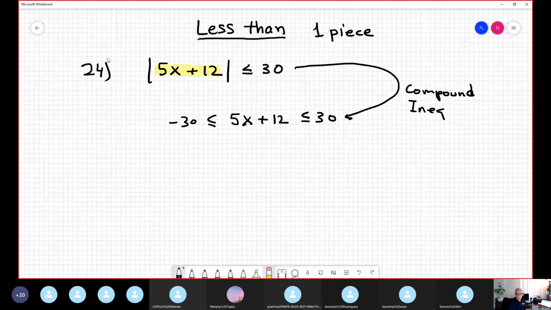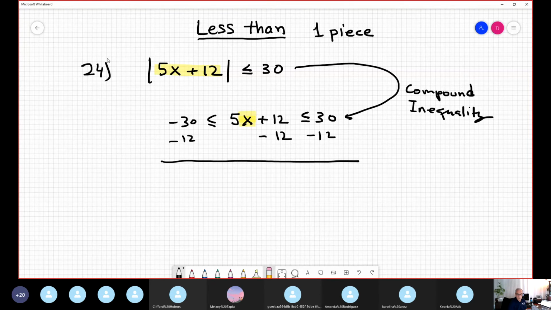Inequality. But it's compound, three pieces. So it's easy. You subtract 12. My goal is to solve for x. Subtracting 12, subtracting 12, subtracting 12.